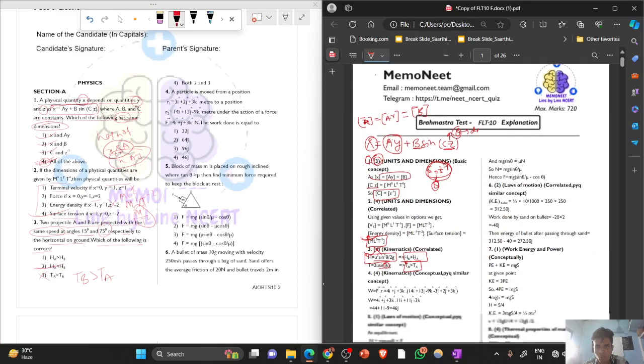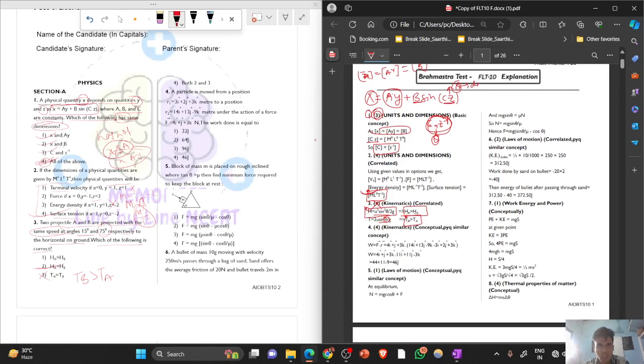Okay. Now moving ahead, a particle is moved from position A to position B under the force of this. You need to calculate the work done. You know work done is equal to F vector dot dr vector. Now looking at the solution, your work is F dot dr, or you can also say delta R.